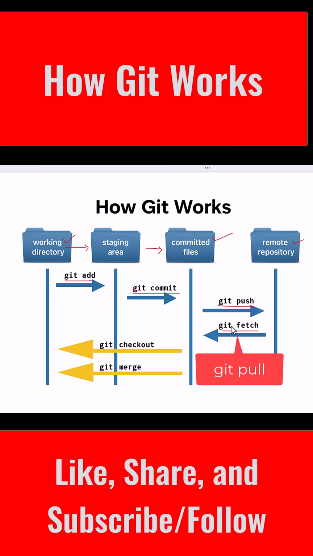Sometimes you want to go back to a previous version of your code or switch to a different branch. To do that, you use the command git checkout. This lets you move between different versions of your project.